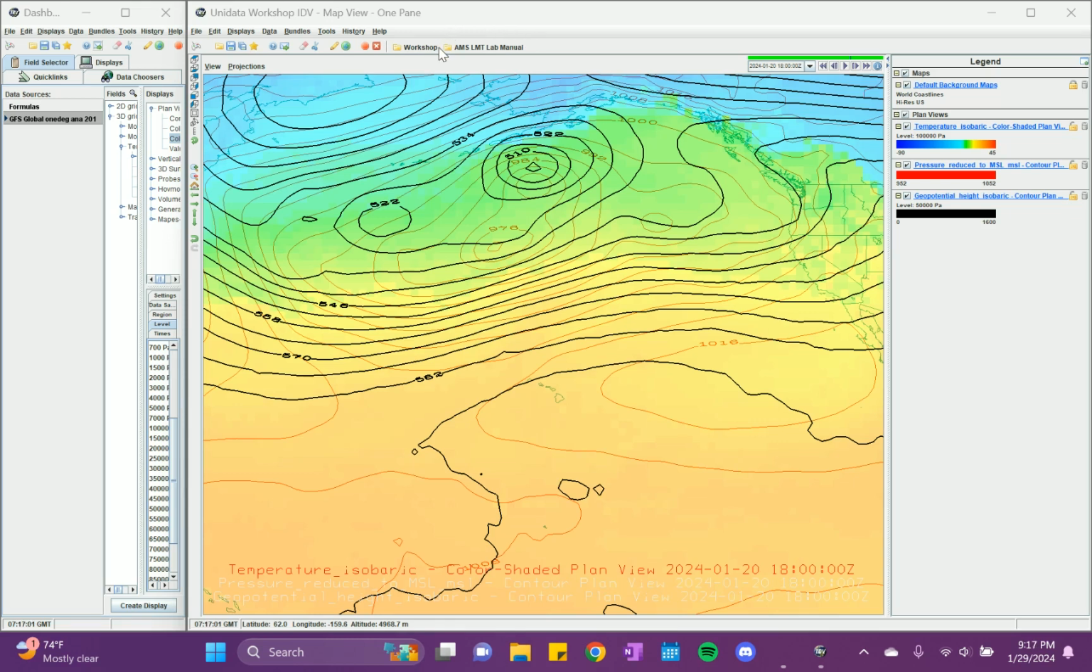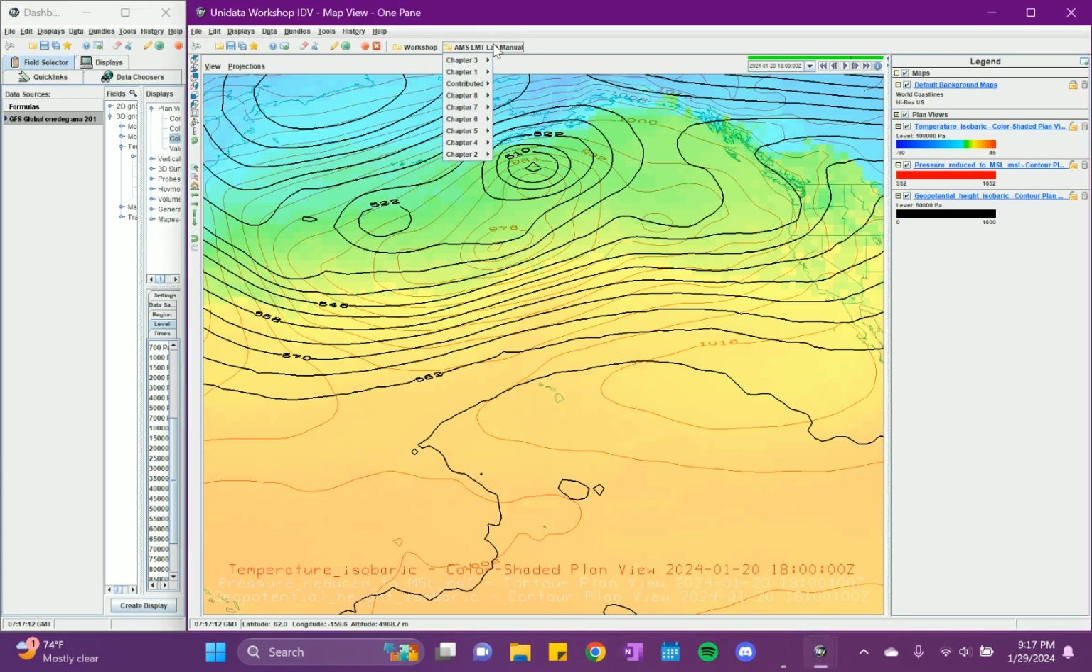if you refer to my previous video on IDV installation, when you install the MAPES plugin, you will get access to this AMS LMT lab manual, and I am currently looking at the Chapter 1.3 Real-Time GFS Global. And I have loaded what you're looking at currently is January 20th, 18 UTC, which is 8 a.m. in Hawaii. And this is a little over a week ago from today.